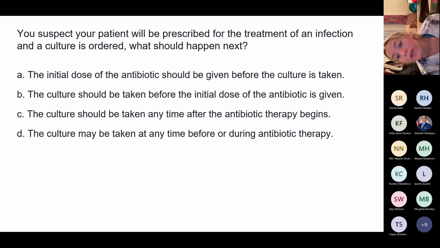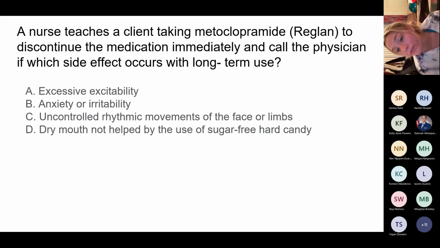Very good job, guys. We have to make sure that we get a culture and sensitivity before starting an antibiotic. Even if we don't know what the infection is, we can start them on a broad spectrum antibiotic to cover our bases. But you have to get a C&S test before you give any antibiotic, as it can interfere with the results of the culture and sensitivity test. So please review how to read one of those.